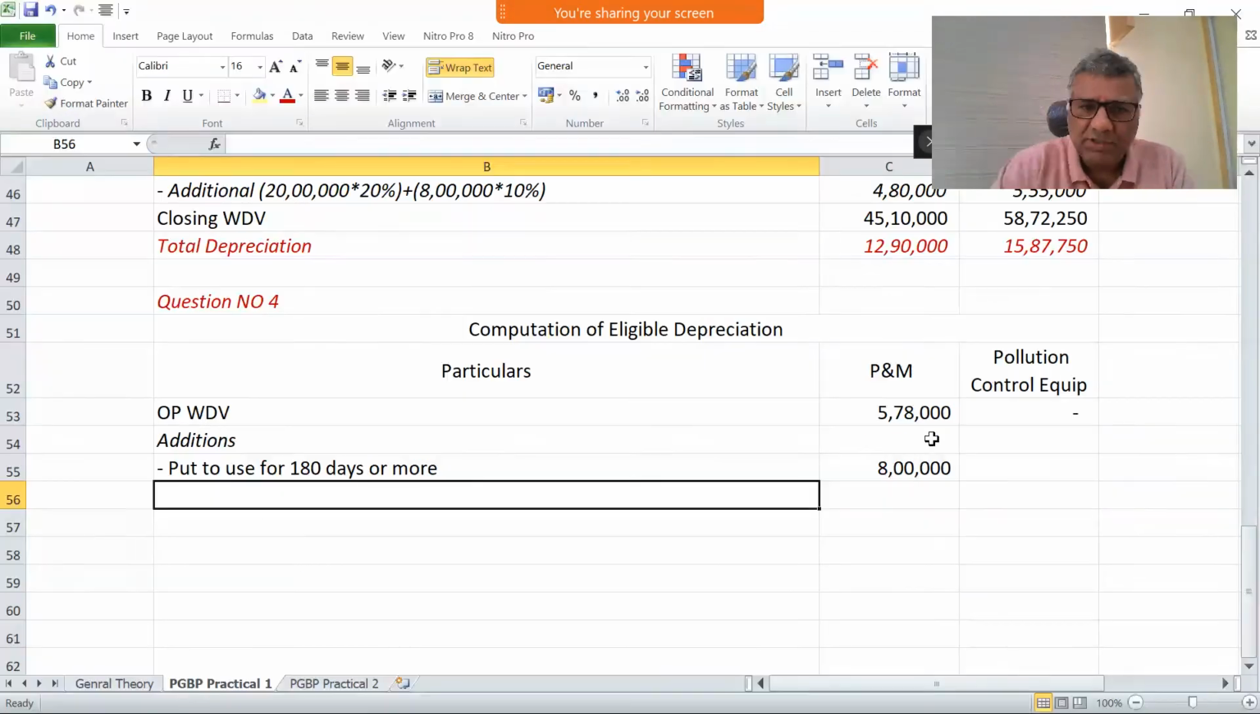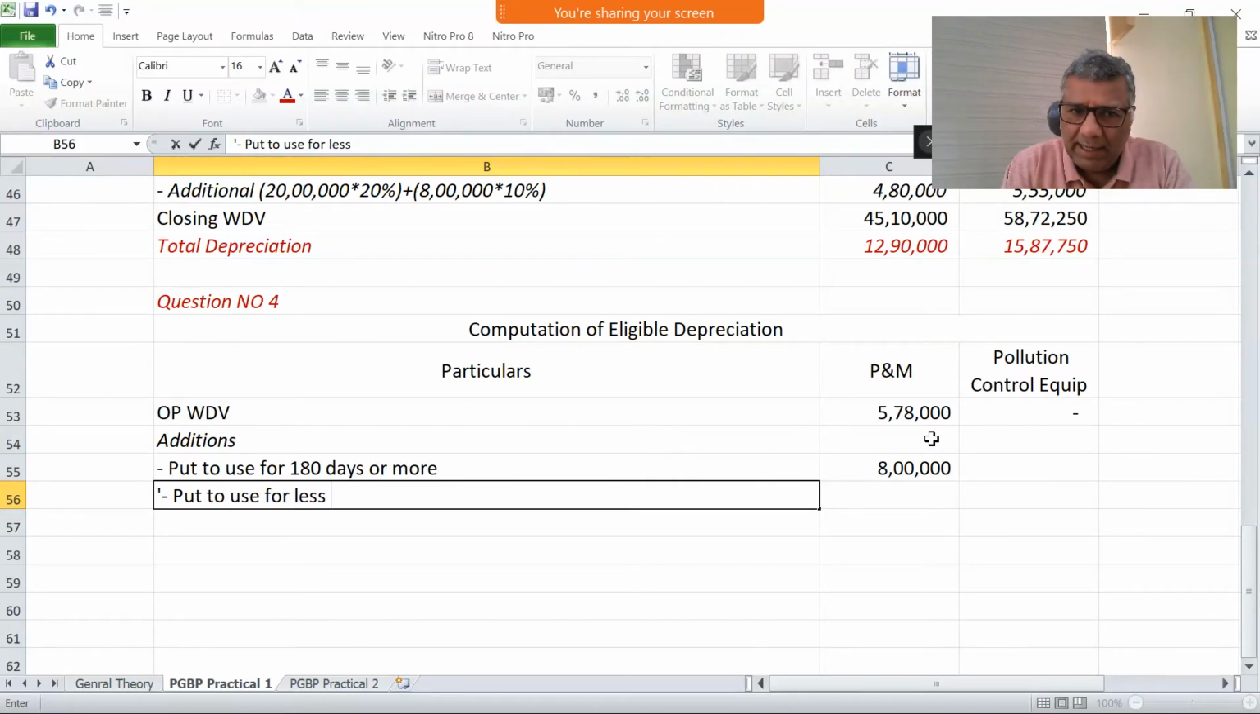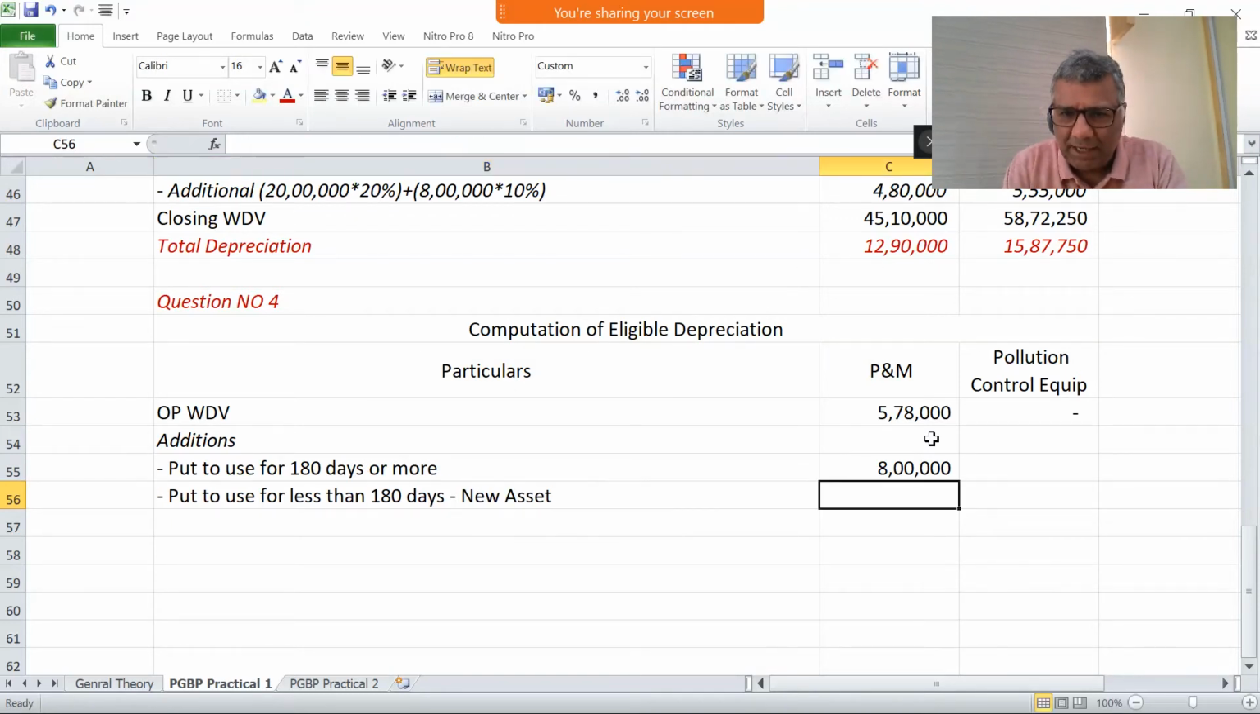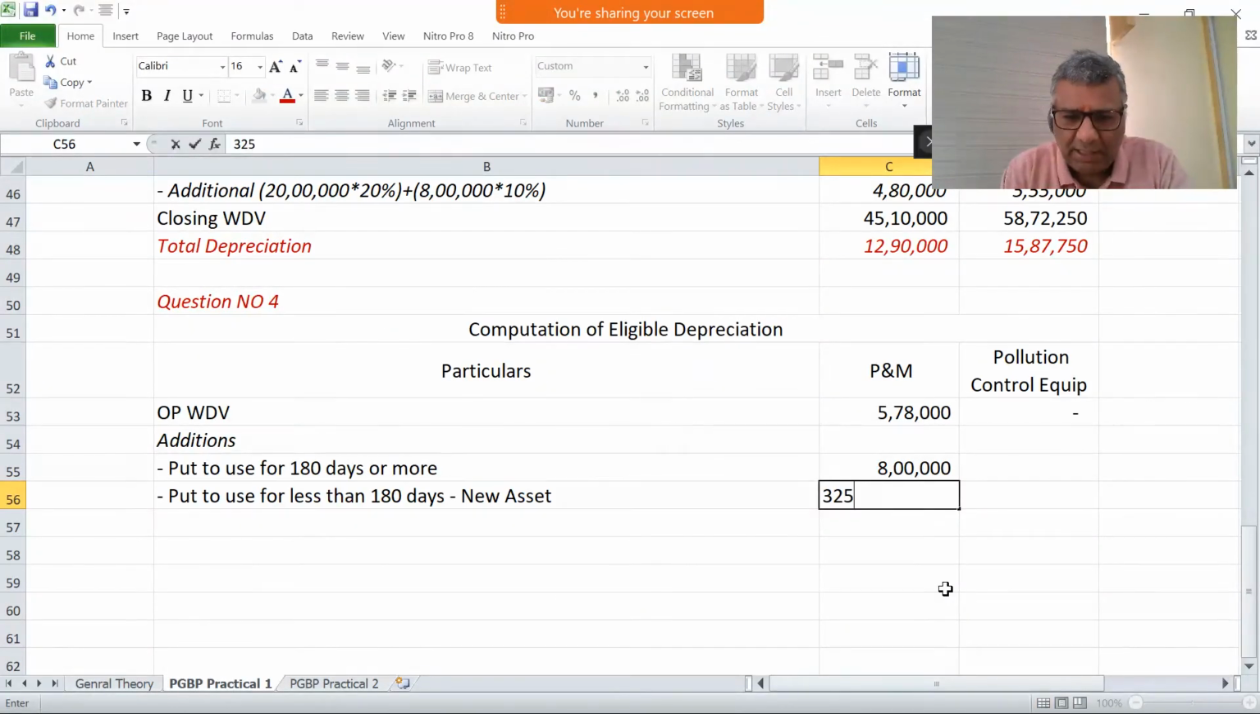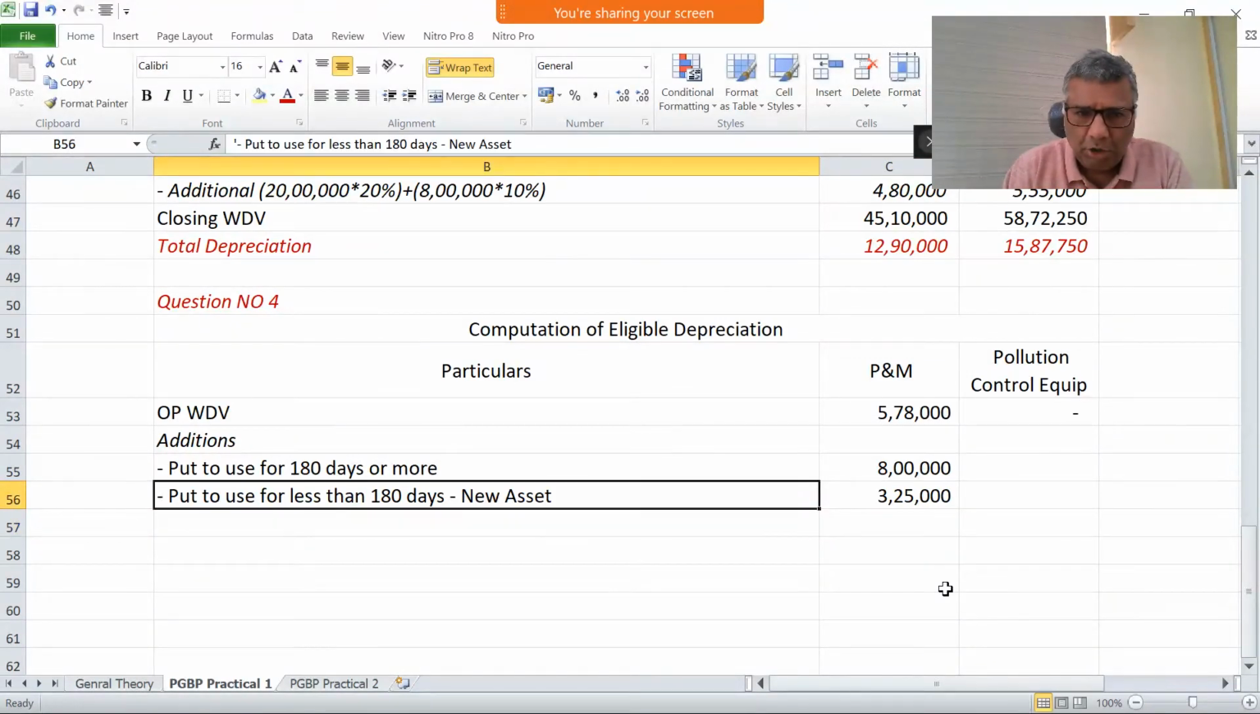Put to use for less than 180 days. For convenience, I am doing like this. New asset. So that in the exam also you can do like this. If the format and presentation of the answer is clear, you will get a better appreciation. 3,25,000. Okay.